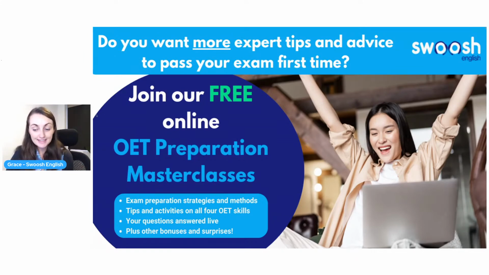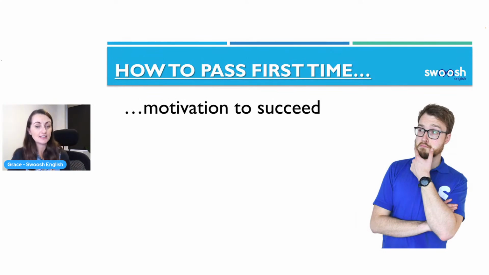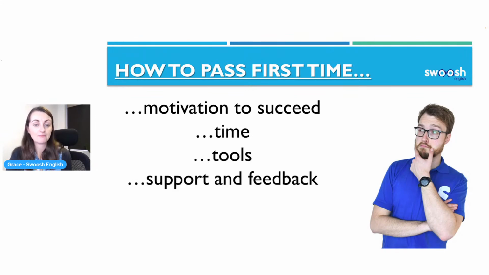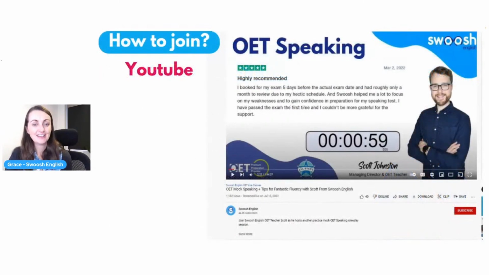Now, let me just remind you once again how you can join our OET Masterclass. So, things that we need to pass first time. We need motivation to succeed. We need time, tools, and support and feedback. So do you have all of these things? Do you have motivation to succeed in your OET exam? Do you have the time that you need in order to get there? Do you have the necessary tools in order to do your preparation effectively? And perhaps most importantly, do you have support and feedback from expert OET teachers who can help you to pass first time? If you have all of these, great. If not, I'd like to encourage you to join our OET Masterclass.